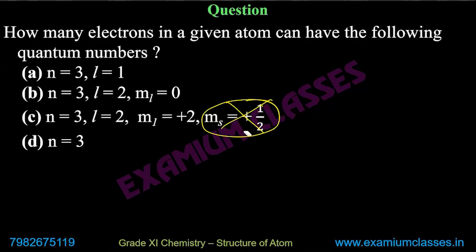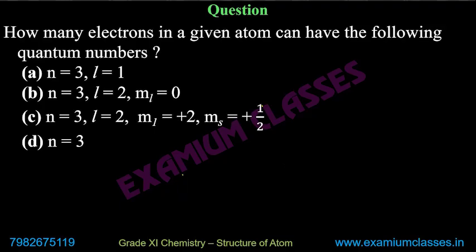Where is one written? Here, are you saying half? No, here one will never be written, because the notation is that plus half represents clockwise and minus half represents anti-clockwise. One will never be written. So if minus half is written, the answer is the same. We are not considering the clockwise, we are considering only anti-clockwise. Then also there is one only.